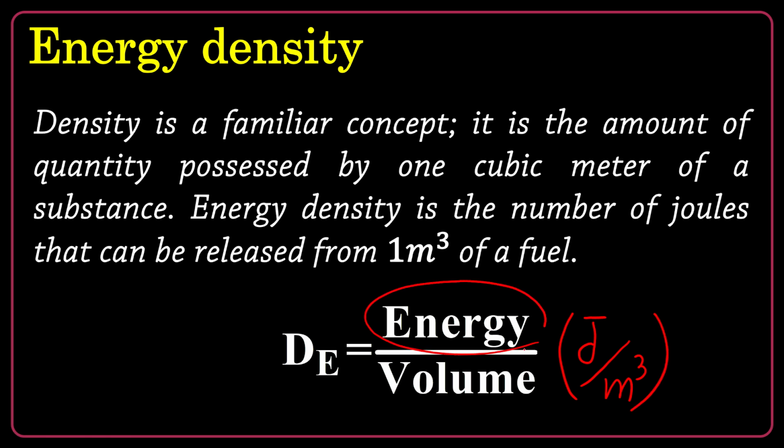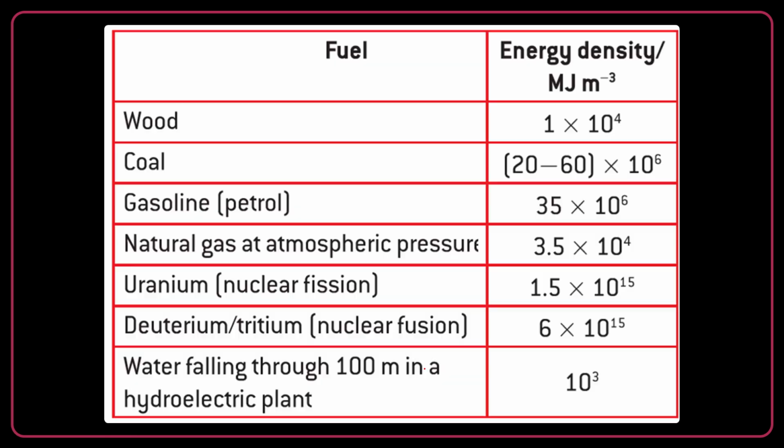This energy is actually the potential energy, nuclear or chemical, depending on the type of reaction it's defined. In this table, you can see a few examples. Wood, coal, gasoline, they are chemical fuels. So the type of reaction is chemical here. The value here is measured in the unit of megajoule per cubic meter. For the wood, 10 to 4. For coal, between 20 to 60, 10 to 6, and so forth.